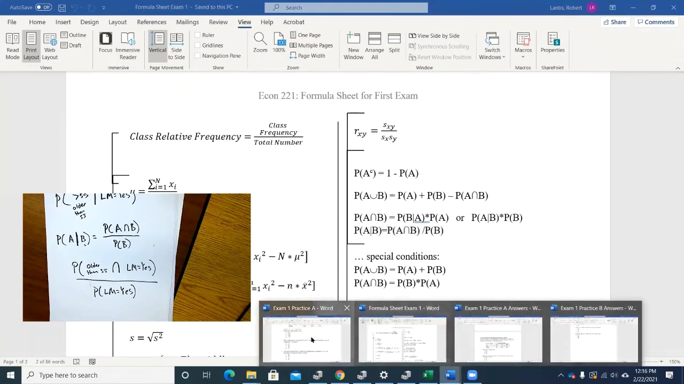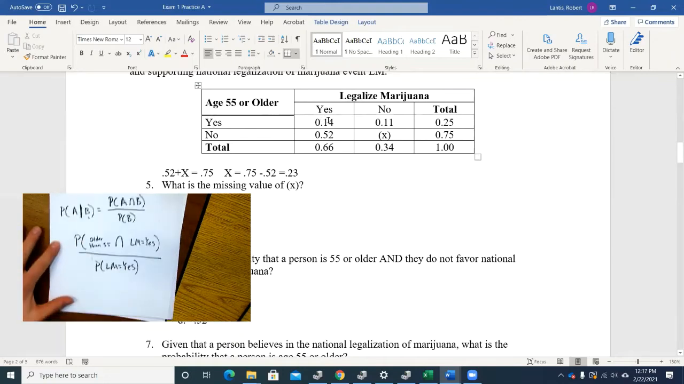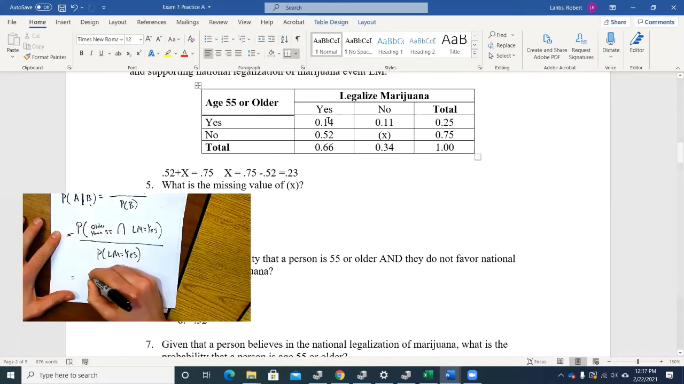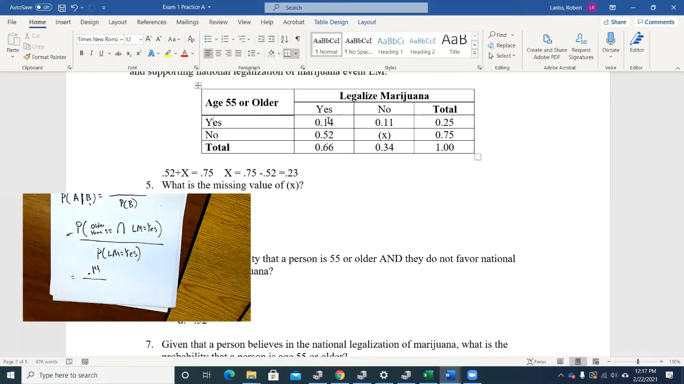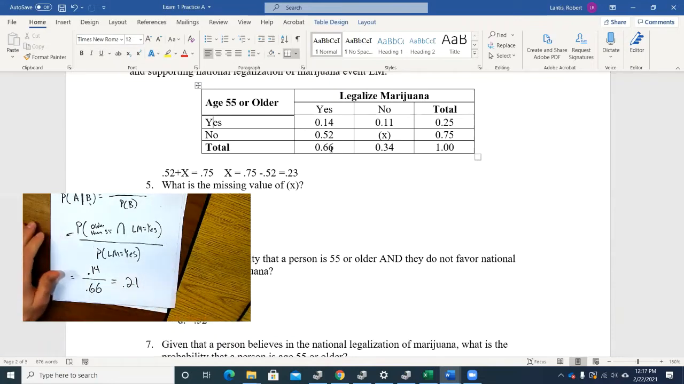So then, if I go up here to my contingency table, I want the probability that someone's older than 55 and they want marijuana legalized. So older than 55, want marijuana legalized, so yes and yes, 0.14. So 0.14 is my numerator. And then the probability that they want marijuana legalized, so that's just yes, they want marijuana legalized, go down to the total. That would be 0.66. From there, it's simply entering this into our calculator. I can't do that one off the top of my head, so I brought my calculator today. So this should be approximately 0.21.